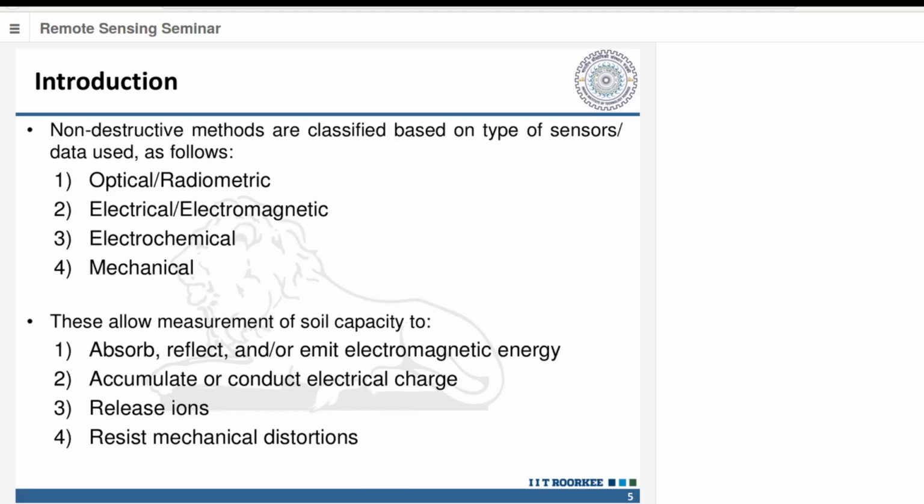Non-destructive methods, based on the sensors and data used, are basically divided into four types. Optical radiometric sensors are based on the absorption, reflectance, and or emitted emissions of electromagnetic radiation. The second type is sensors based on electrical and electromagnetic properties, which accumulate or conduct electrical charges. The third type is electrochemical sensors, which work with the released ions of the sample. And the fourth one is mechanical, which resists mechanical distortions.